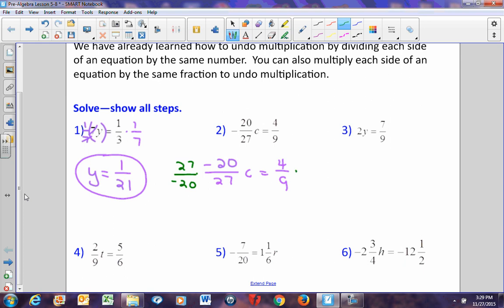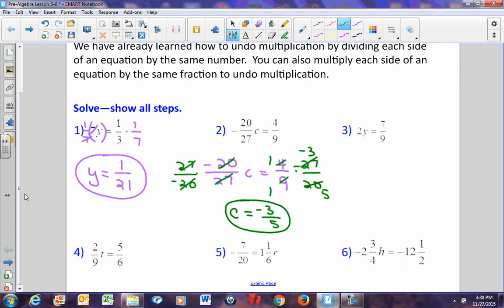If you do something to one side of the equation, you have to do exactly the same thing to the other side of the equation. Here, everything cancels out, leaving me with positive c. On the right-hand side of the equation, 4 goes into itself once, it goes into 20 5 times. 9 goes into itself once, it goes into negative 27, negative 3 times. Multiply across the top, I get negative 3. Multiply across the bottom, I get 5. So c equals negative 3/5.